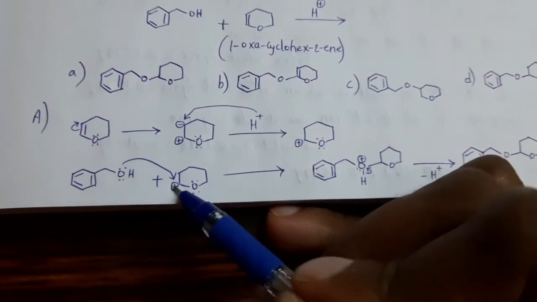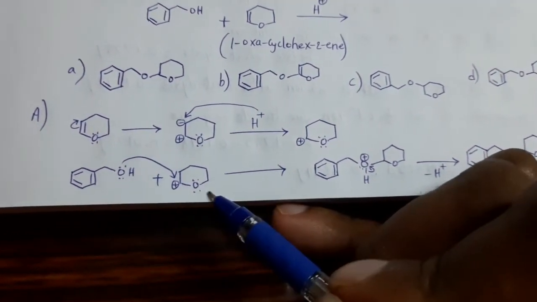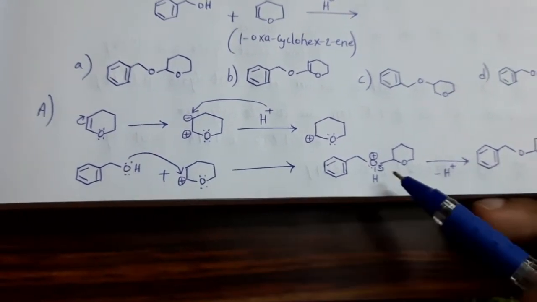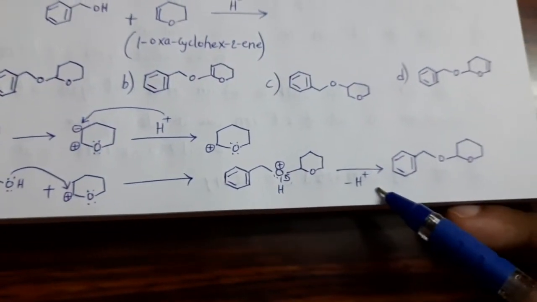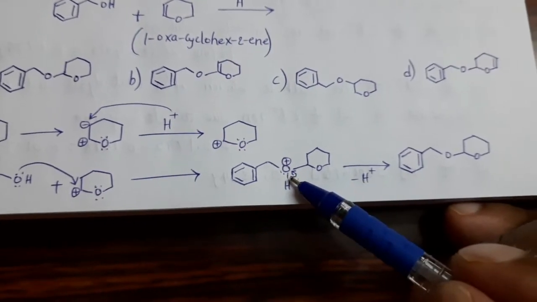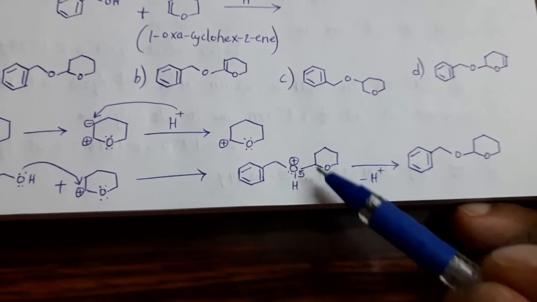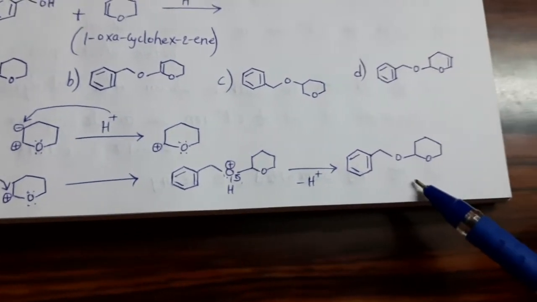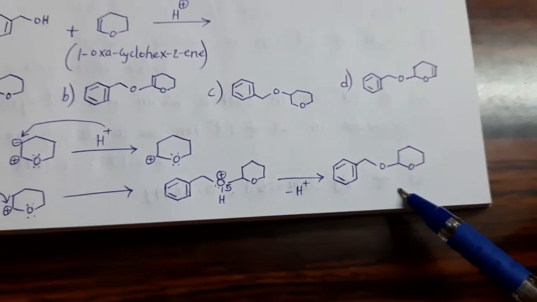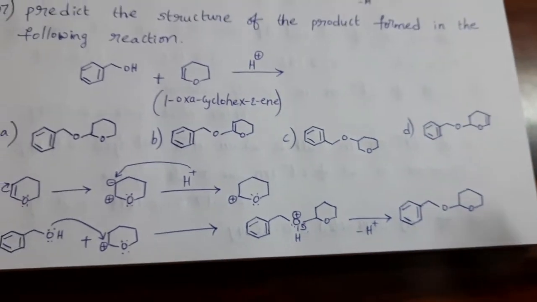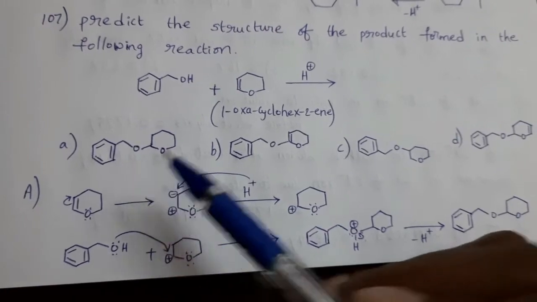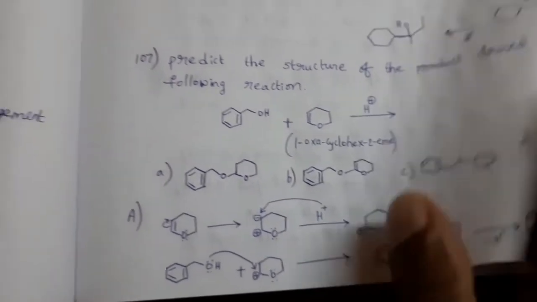Lone pair of electrons are involved in the bond formation with this cyclic structure. Then positive charge is developed on the oxygen atom. Now in the next step, these bonded electrons are shifted to oxygen. It is removed in the form of H plus. Then what is the product? This is the product. So what is the option? Option A is the suitable answer. Okay. Next.